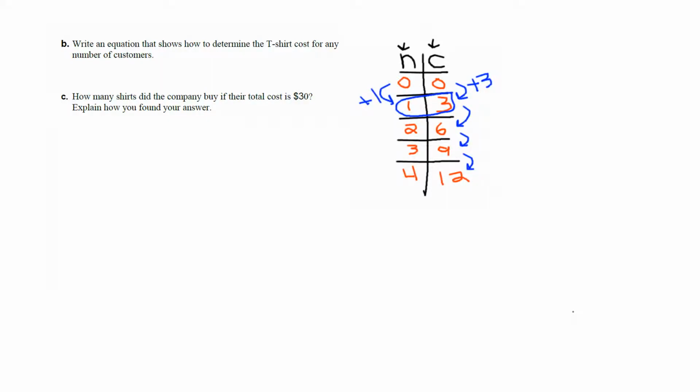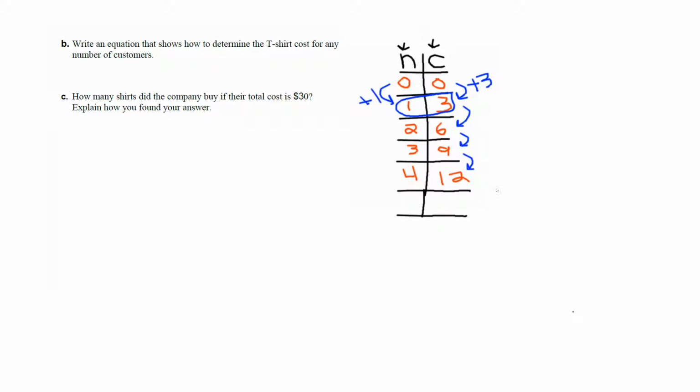Part B asks us to write an equation that shows how to determine the t-shirt cost for any number of customers. In other words, it wants us to explain or show in math the relationship between N and C. How do you go from N to C? That's what you want to ask yourself if you're having a hard time writing your equation. How do you go from the number on the left to the number on the right?